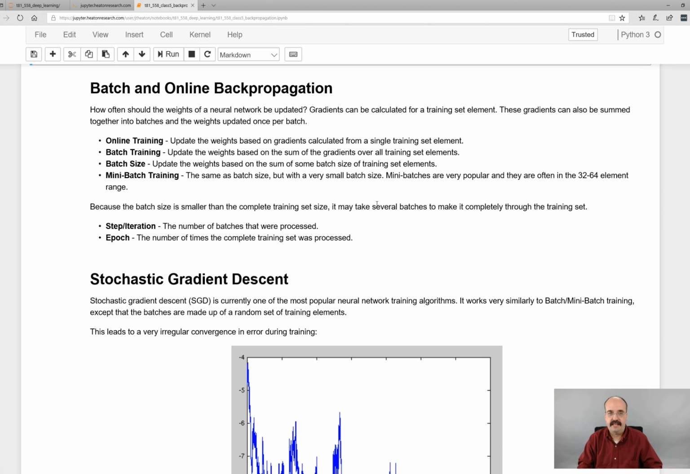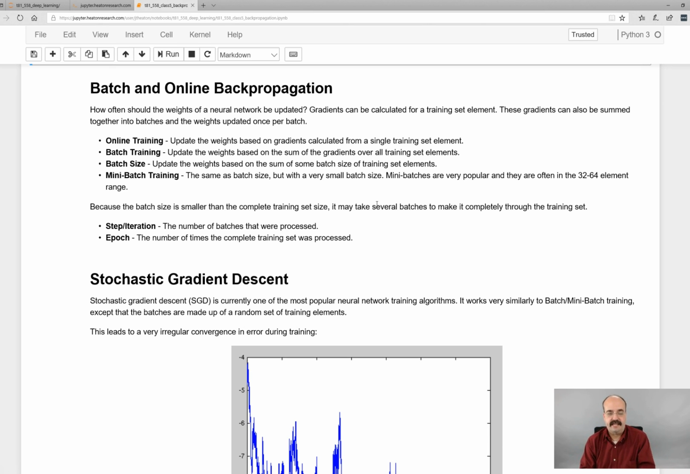Step and iteration, that is just how many training cycles the neural network has gone through. Step, iteration, and then epoch. So epoch is the number of times that you've made it through the complete training set. Step or iteration is how many batches you have executed.